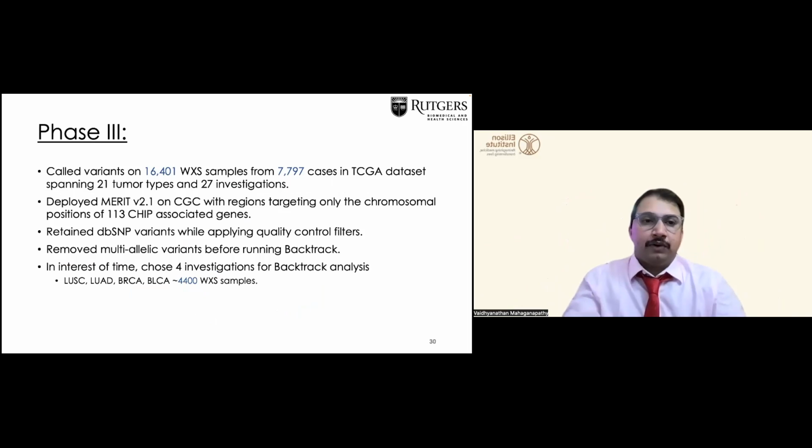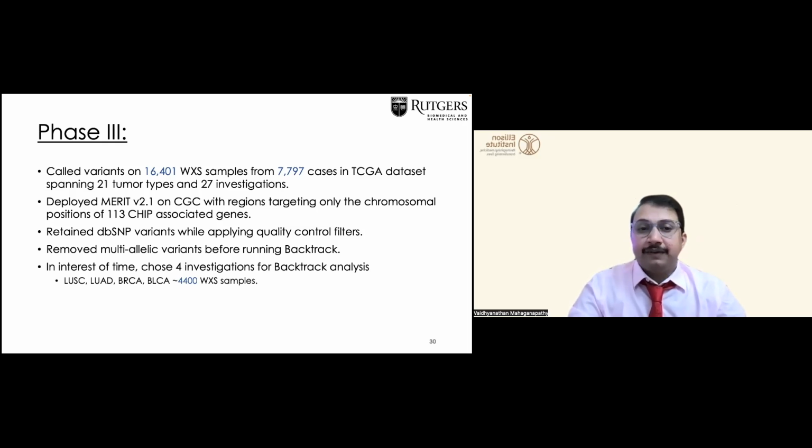So now let me talk about CGC and Phase 3. So here, as I mentioned, we looked at 16,500 samples, roughly from 7,797 cases. These span across 21 tumor types and 27 investigations. And now MERIT 2.1, which is on Python 3, was deployed on CGC. And we only targeted the regions in the 113 CHIP-associated genes.